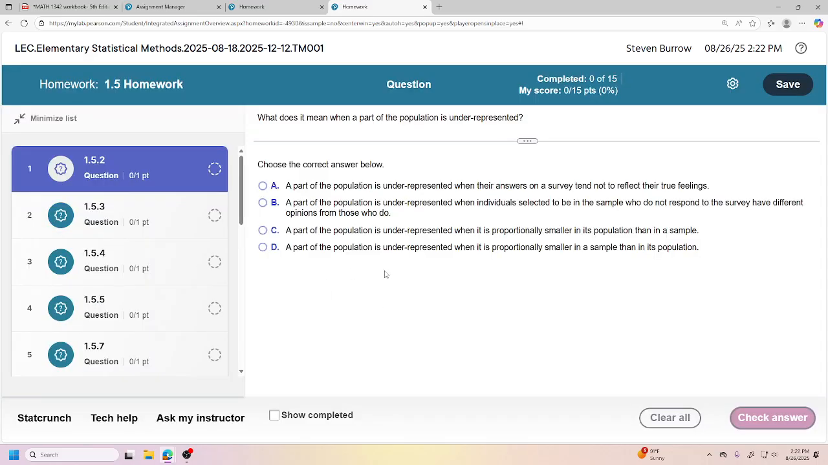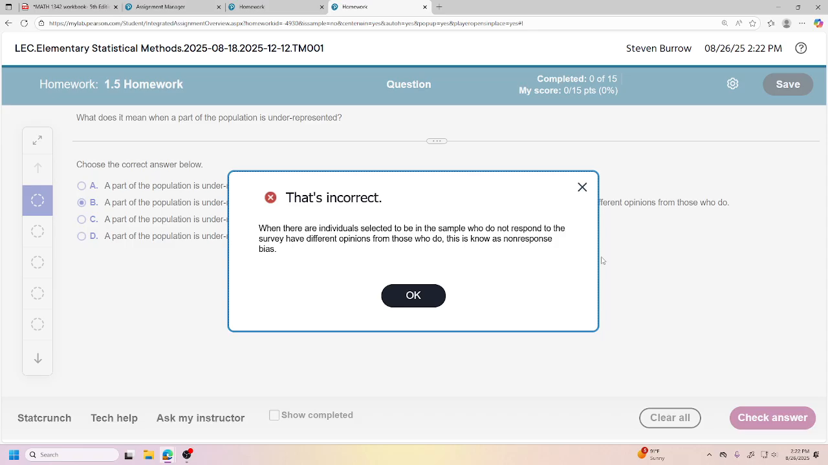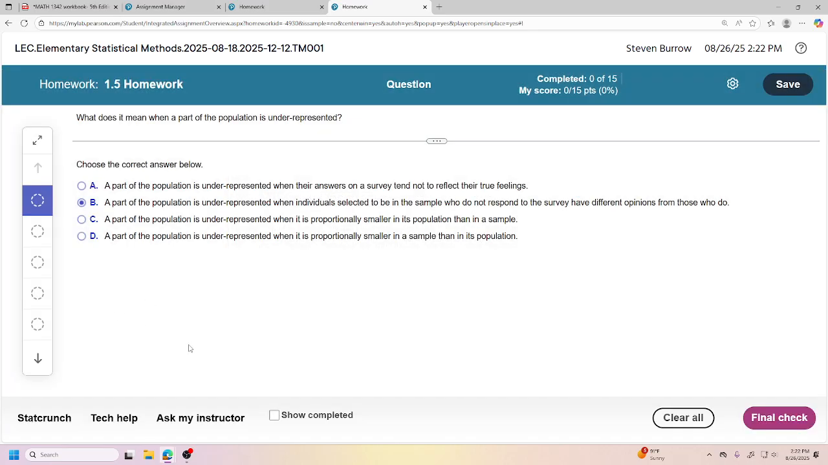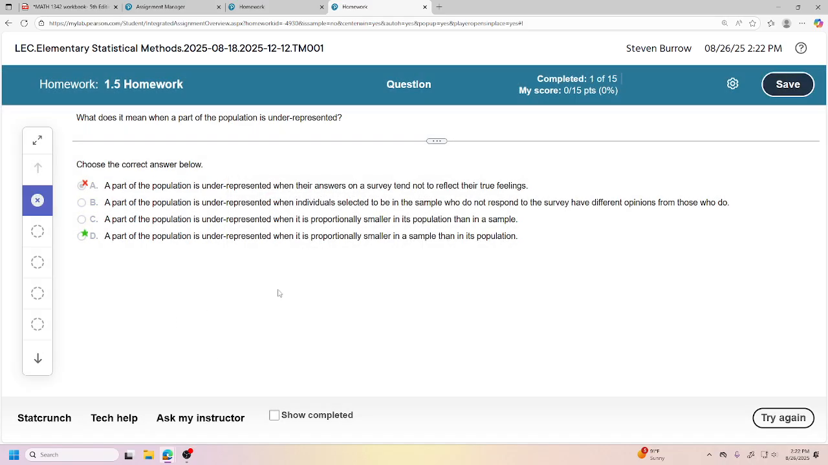Okay. So what does it mean for a population to be underrepresented? And so in my mind, that's something like not everyone's getting a say in what's going on here. Which one would that be, though? You like B? It's the longest one. And normally that works. I gotta say it's true. You like A? Let's try A. And it's okay to get it wrong.